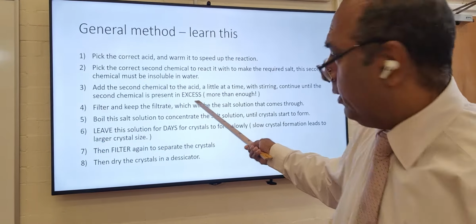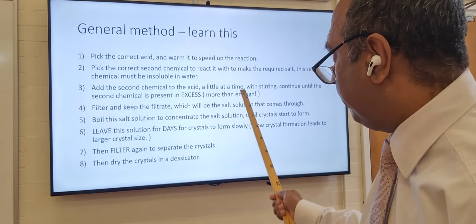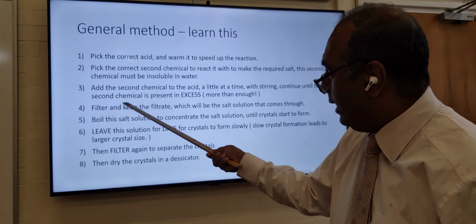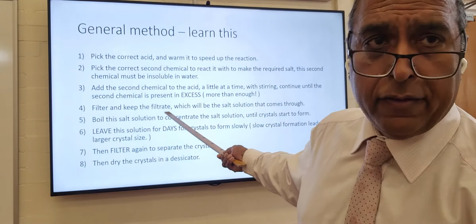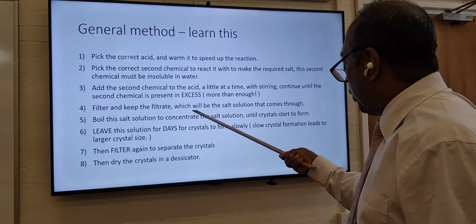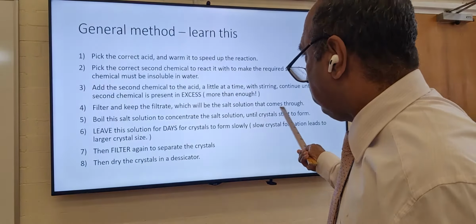Now that's really important. More than enough. You've got to get to that point of having more than enough. When you've got more than enough, then you filter and keep the filtrate. That's the stuff that comes through the filter paper. That will be the salt solution that you want.